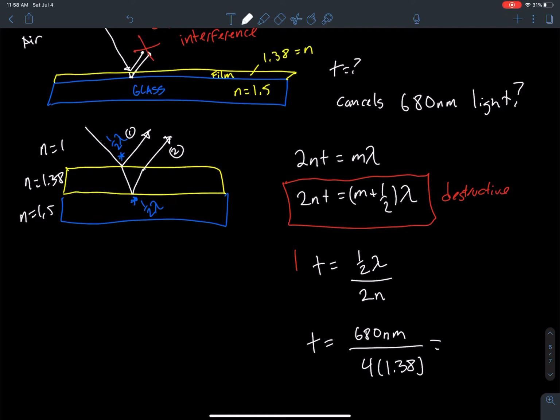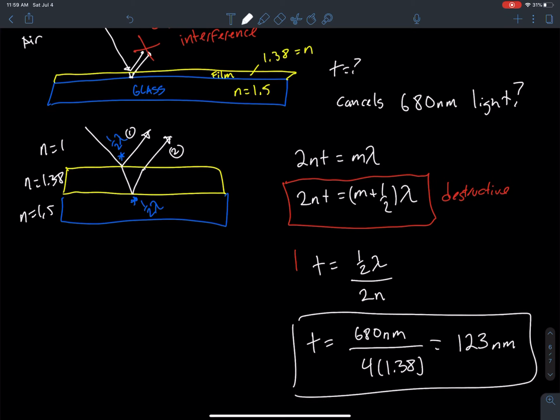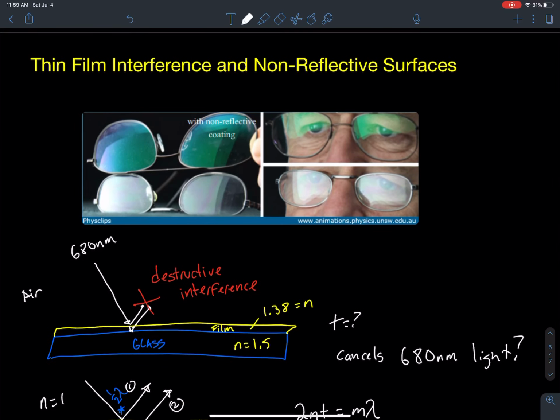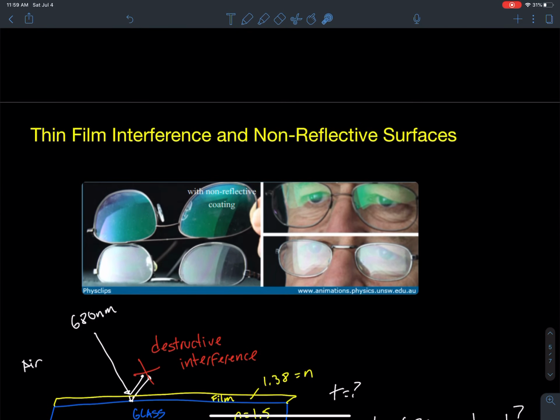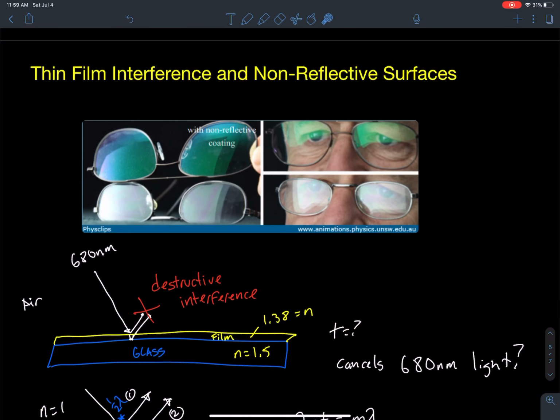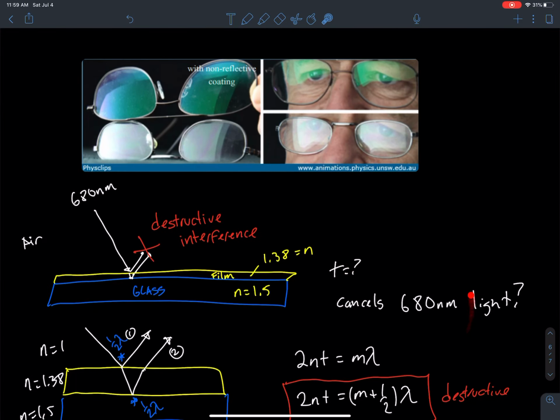So 680 divided by 4 times 1.38 would be 123 nanometers. Okay, and that would be the thickness that I would have to put of that film with that refractive index. If I coat the glass with that specific thickness, I would block 680 nanometer light.